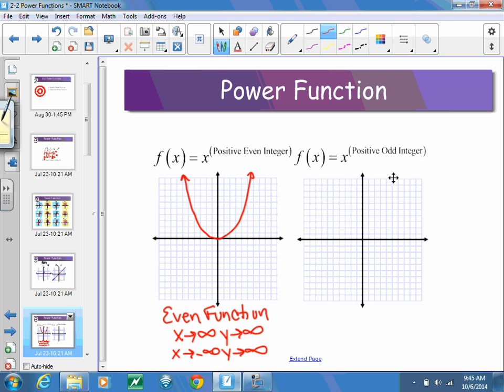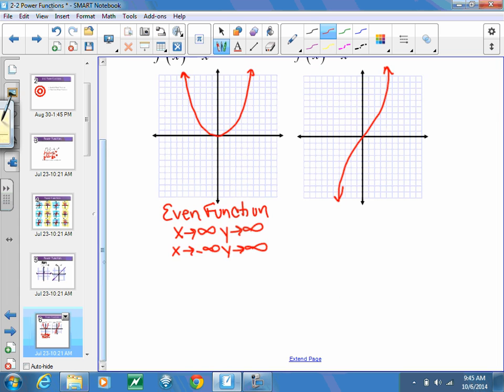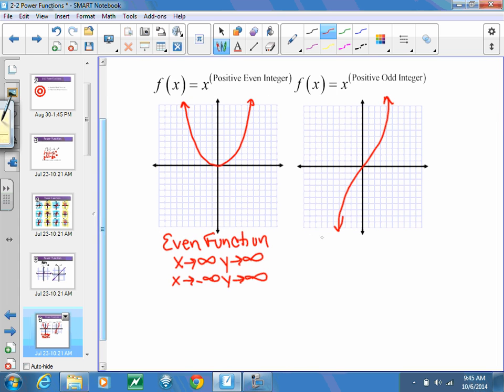If you had an odd integer, so we're looking at x to the third, x to the fifth, x to the seventh, and so on, you're going to get the line that represents the cubing function. And this function here that we're going to be working with is going to be an odd function.